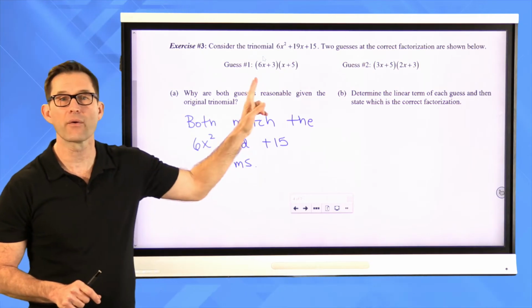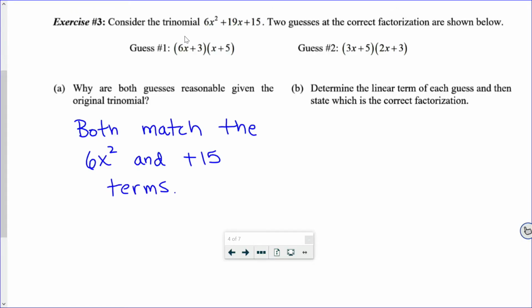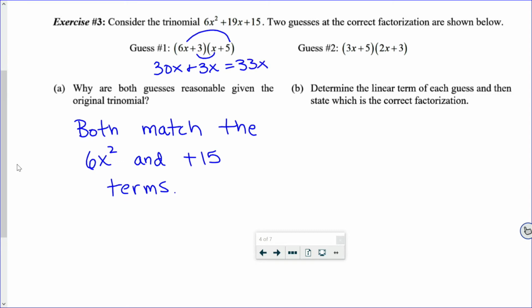All right, well, I'm going to do that right up here since I've got a little bit of space. So for the linear term here, you kind of move that out of the way. I'd have, whoops, immediately wrong. I'd have 6x times 5, which would be 30x, plus 3x gives me 33x. That would be the O and the I combined. Here I'd have 3x times 3, which would be 9x, 5 times 2x, which would be 10x. Add those together, and I have 19x.